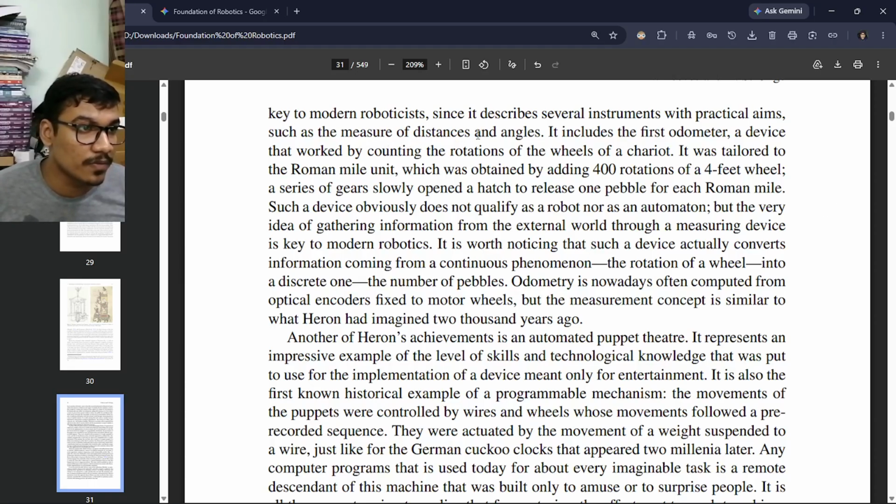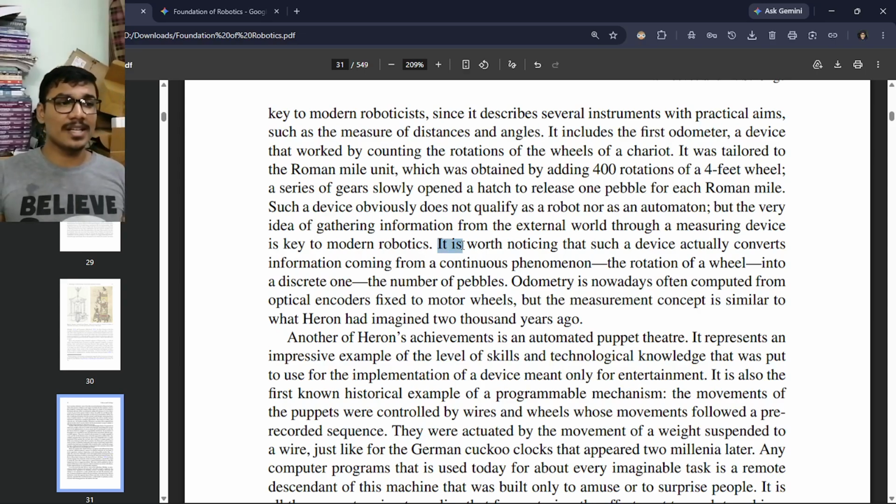Such as the measure of distances and angles, and it includes the first odometer, a device that worked by counting the rotations of the wheels of a chariot. It was tailored to the Roman mile unit, which was obtained by adding 400 rotations of a 4 foot wheel. A series of gears slowly turned and released one pebble for each Roman mile. Such a device, for obvious reasons, does not qualify as a robot nor as automation, but the very idea of gathering information from the external world through a measuring device is the key to modern robotics.